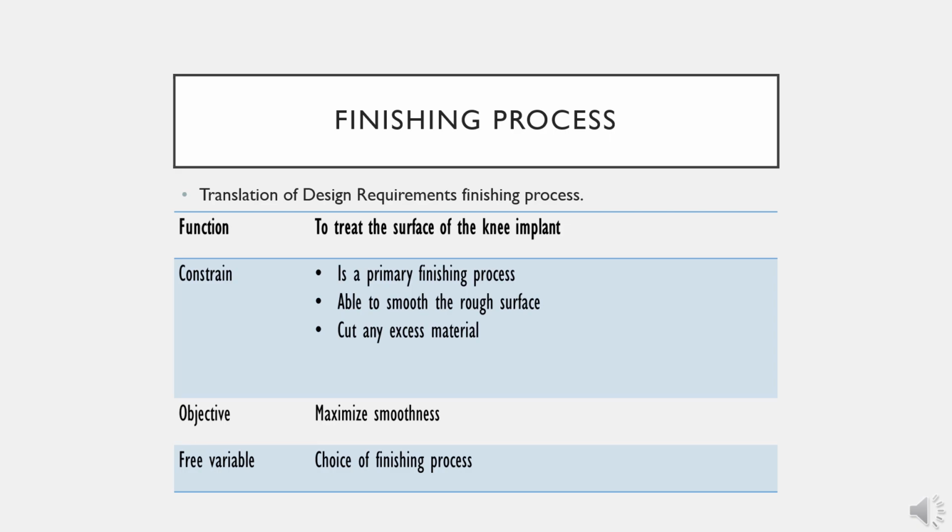Finishing process translation. Function is to treat the surface of the knee implant. Constraint, it is a primary finishing process, able to smooth the rough surface and cut any excess material. Objective is to maximize smoothness, and variable is choice of finishing process selected.